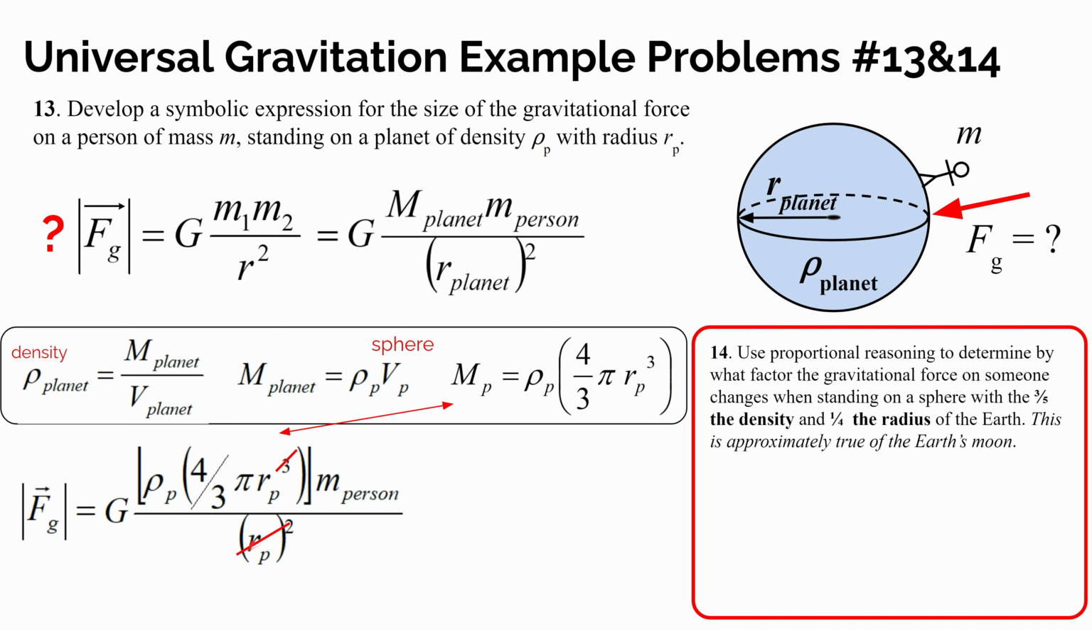The r squared in the bottom cancels out 2 of the 3 r's in the top. So if we get r cubed divided by r squared, we're just left over with the radius, just r. And so now we can rewrite this.